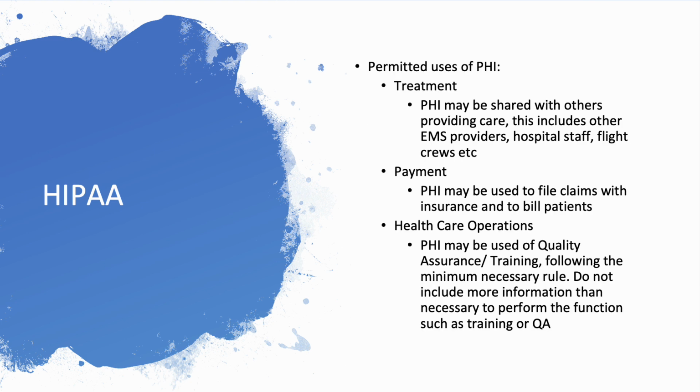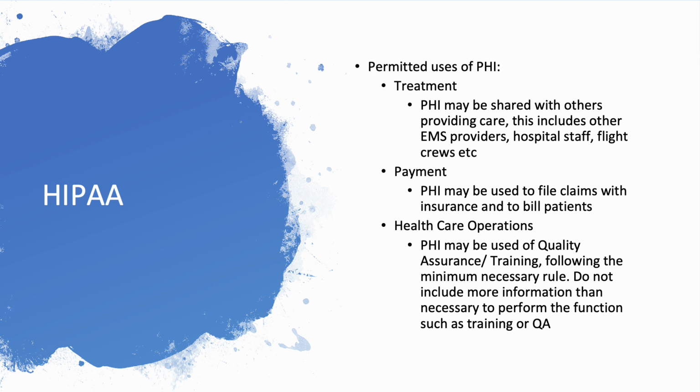So how can we do it? We do have to share personal medical history to treat a patient. Things like medications, things like that, have to be shared with other EMS providers, hospital staff, flight crews, etc. Personal medical or health insurance information can be given to file claims, to pay for bills and for insurance. And it can be used for quality assurance and training.